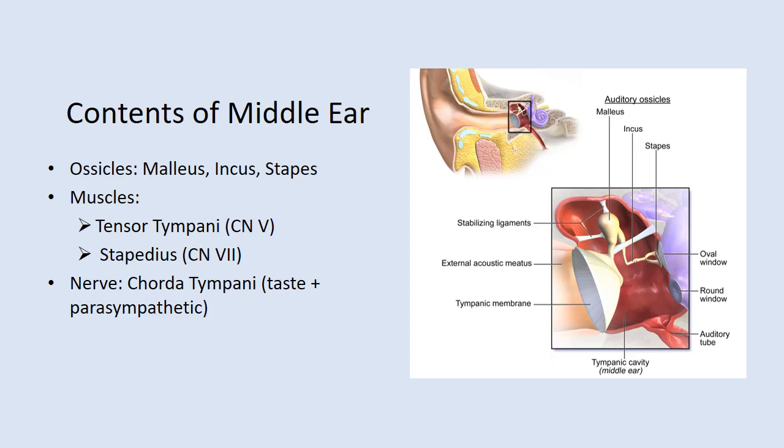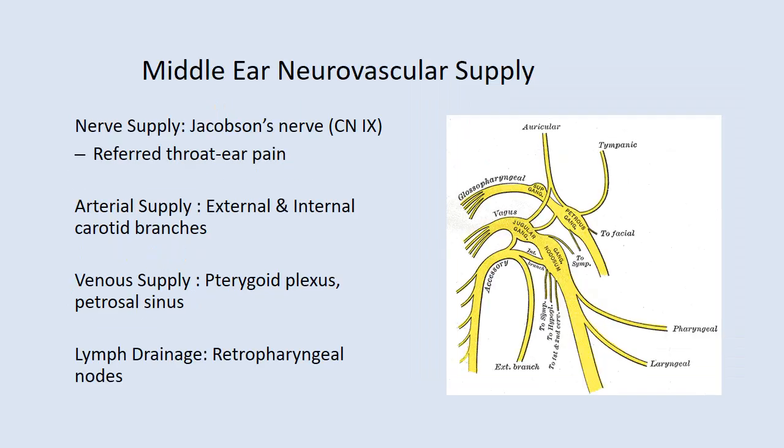And third, a crucial nerve, the chorda tympani, a branch of the facial nerve which runs across the eardrum, carrying taste from the anterior 2/3 of the tongue and the parasympathetic fibers to the salivary glands. The sensory nerve supply of the middle ear lining is unique, coming from Jacobson's nerve, a branch of the glossopharyngeal nerve. This is why an ear infection can sometimes cause referred pain in the throat and vice versa.